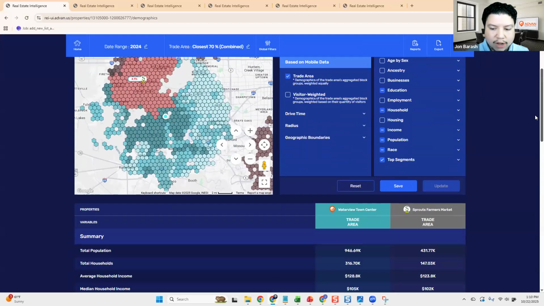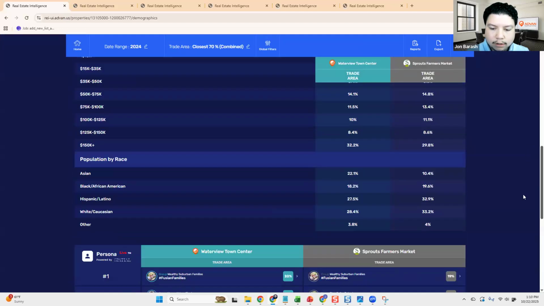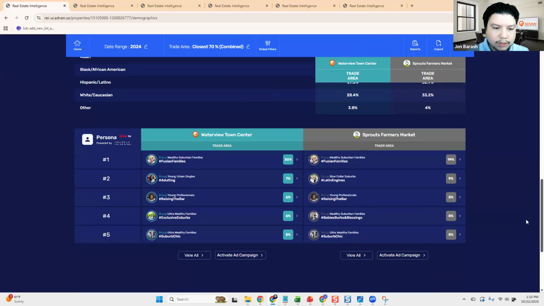Scrolling down a little bit, we have the demographics side by side. But where it gets even more powerful is the PersonaLive section. So here we have the top 5 segments of Waterview Town Center against the top 5 of the typical Sprouts. And we see a lot of commonality here. Fusion families are both of their #1 segment at 19 and 20%. They also share Raising the Bar and Suburban Chic in their top 5 with really close percentages.